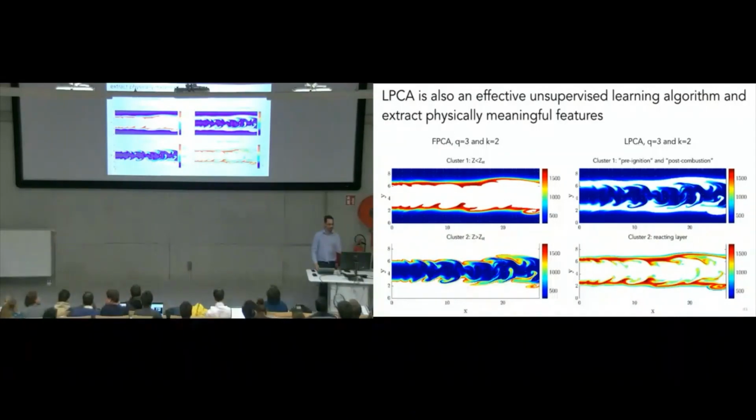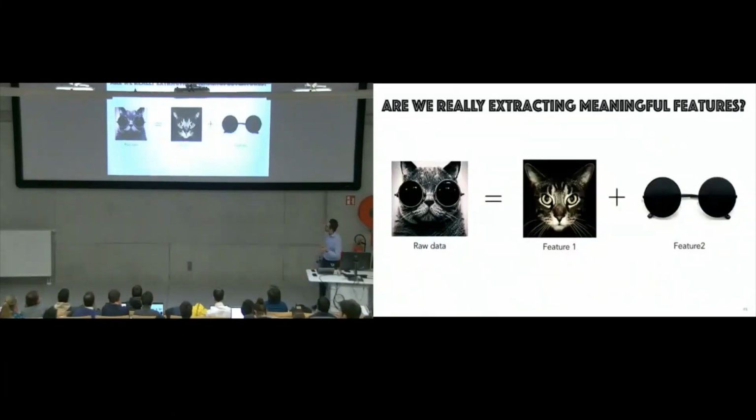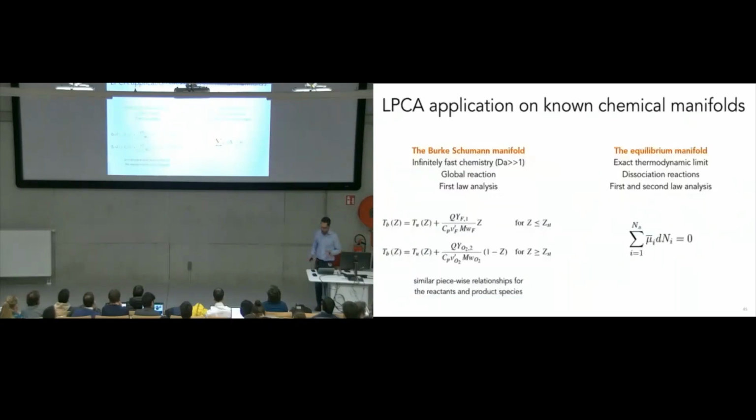But this was my presentation before I saw Professor Jimenez's talk on Monday, and he was saying, are you really sure that you're getting a good feature? How can you say that you're getting a good feature? So I went back home and called all my PhD students, and we sat together, and basically we decided to make a test to see if, on manifolds that we know, we could prove that we were extracting the good features. And so we did that.